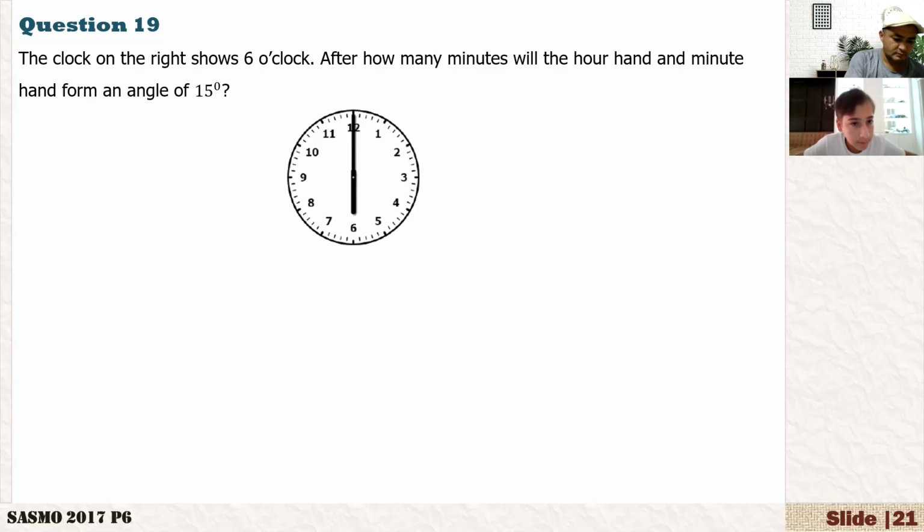The clock on the right shows 6 o'clock. After how many minutes will the hour hand and the minute hand form an angle of 15 degrees? Huh? The clock on the right shows 6 o'clock. After how many minutes will the hour hand and minute hand form an angle of 15 degrees? Can we have time?